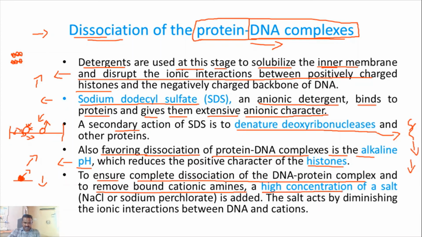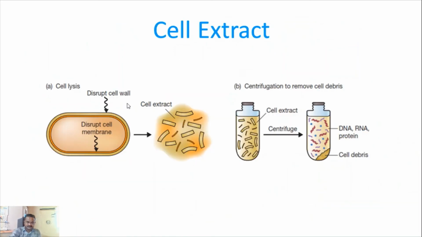How do we ensure this? We set a high concentration of salt, adding NaCl and sodium perchlorate to the reaction mixture. This high concentration of salt will ensure the removal of all histone proteins from the DNA. Yes, because these NaCl or sodium perchlorate are also involved in the sedimentation of the protein molecule. So please keep in mind, the salt acts by diminishing ionic interaction between the DNA and cations. So this is very important.